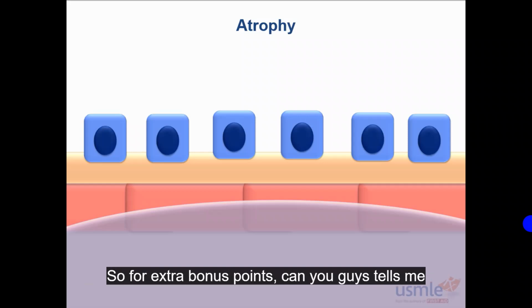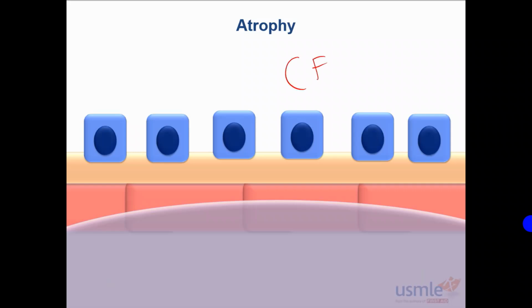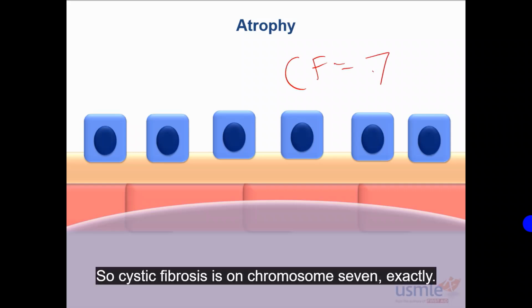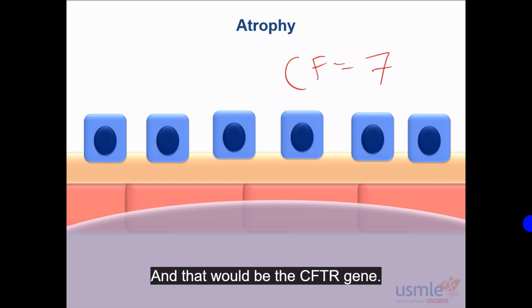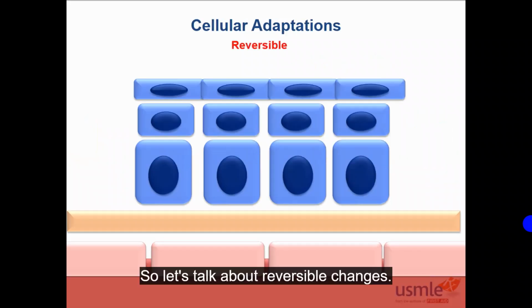So for extra bonus points, can you guys tell me what chromosome is affected in cystic fibrosis? So cystic fibrosis is on chromosome 7, exactly. And that would be the CFTR gene. So let's talk about reversible changes. We'll first review the reversible changes that cells undergo before becoming unstoppable proliferators.